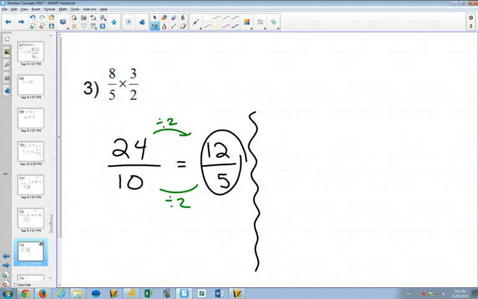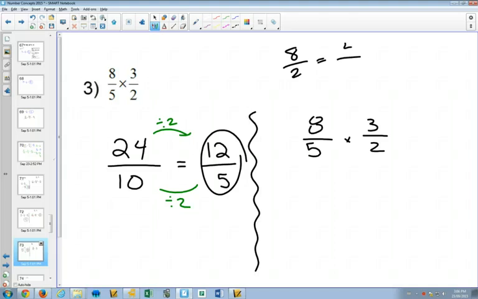If we simplify first, 8/5 times 3/2. We check our fractions. I can't simplify 8/5. I can't simplify 3/2. But on the diagonal, I have 8/2. And 8 divided by 2 is the same as? Close, 4/1. And if I did that, then I'm going to get rid of this 8 and replace it with a 4. Get rid of this 2 and replace it with a 1. And then I'll have 4 times 3, which is 12. 5 times 1, which is 5.